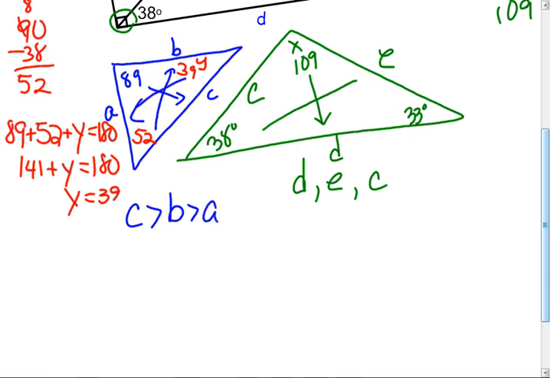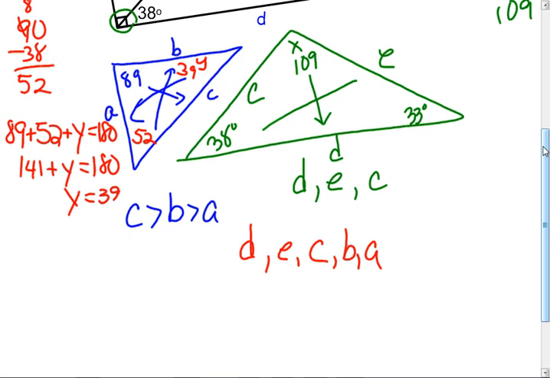Now, how do I join those together? You have to read it carefully. It says D is bigger than E, and E is bigger than C. From the other triangle, C is bigger than B, and B is bigger than A. So to put them together, I'm going to start with the biggest one. Which is the biggest one? D. So D, E, C. That's from this one, and then B, and then A. You have to think about it a little bit. It does make sense.